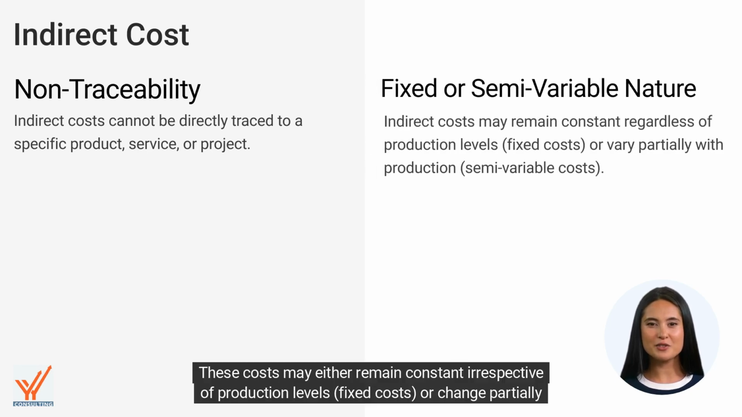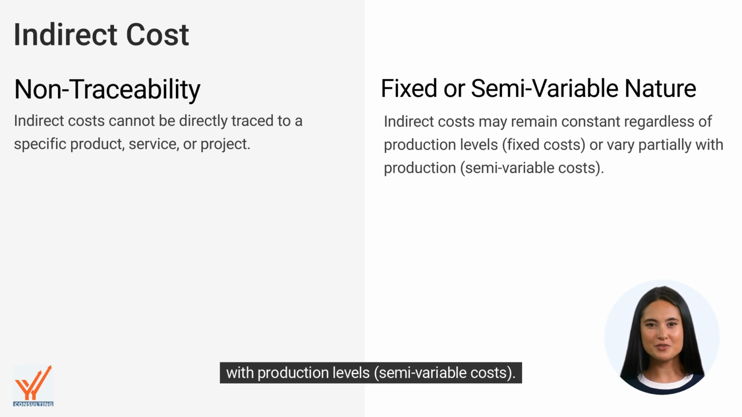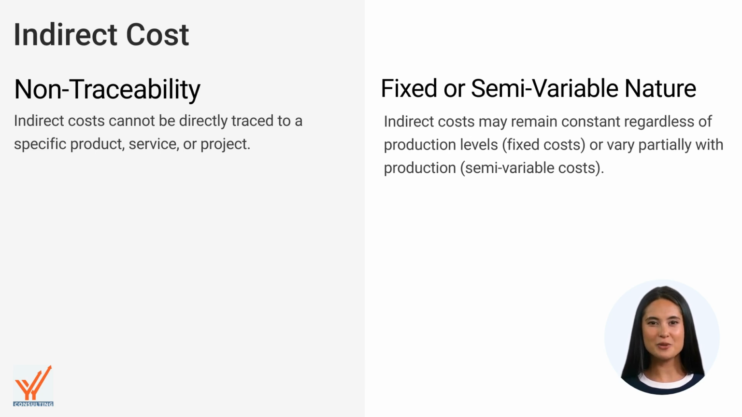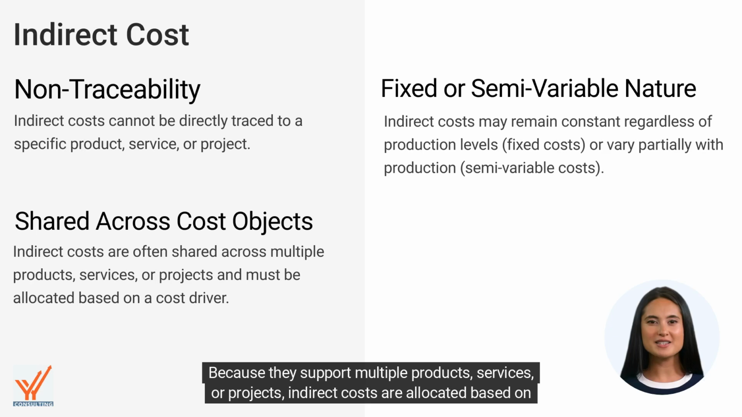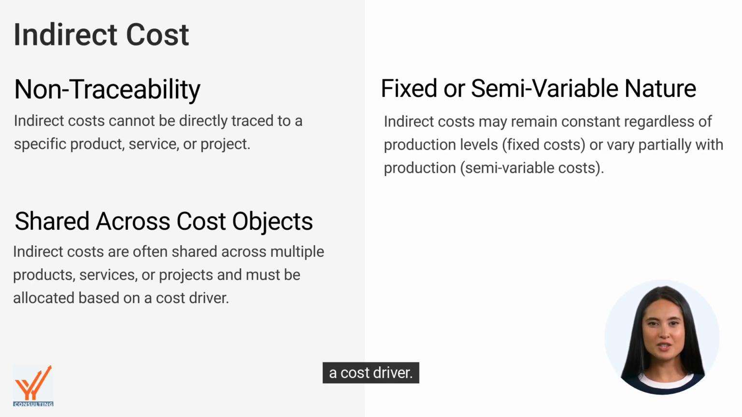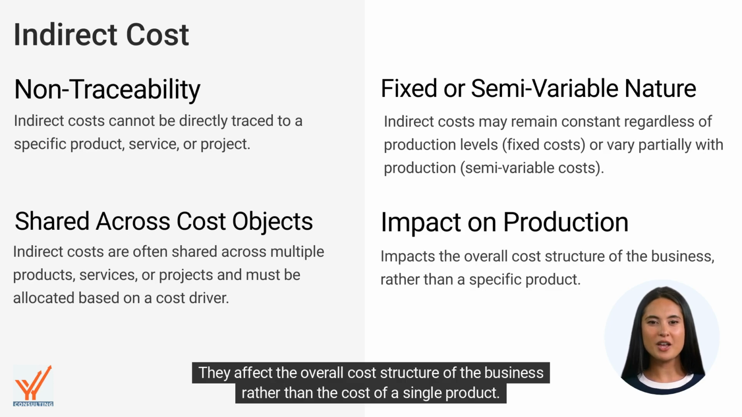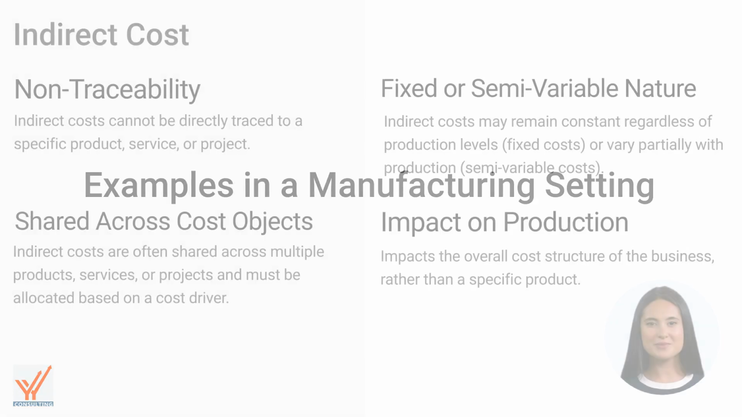These costs may either remain constant irrespective of production levels, fixed costs, or change partially with production levels, semi-variable costs. Because they support multiple products, services, or projects, indirect costs are allocated based on a cost driver. They affect the overall cost structure of the business rather than the cost of a single product.